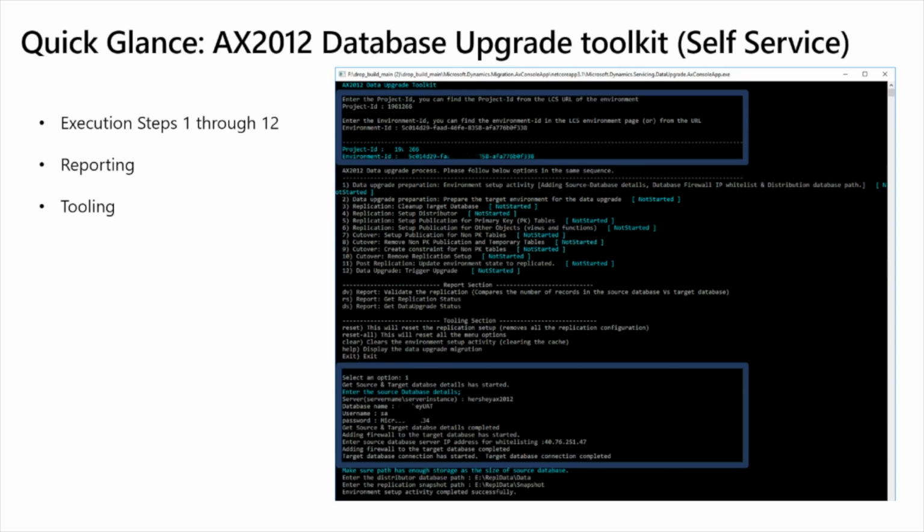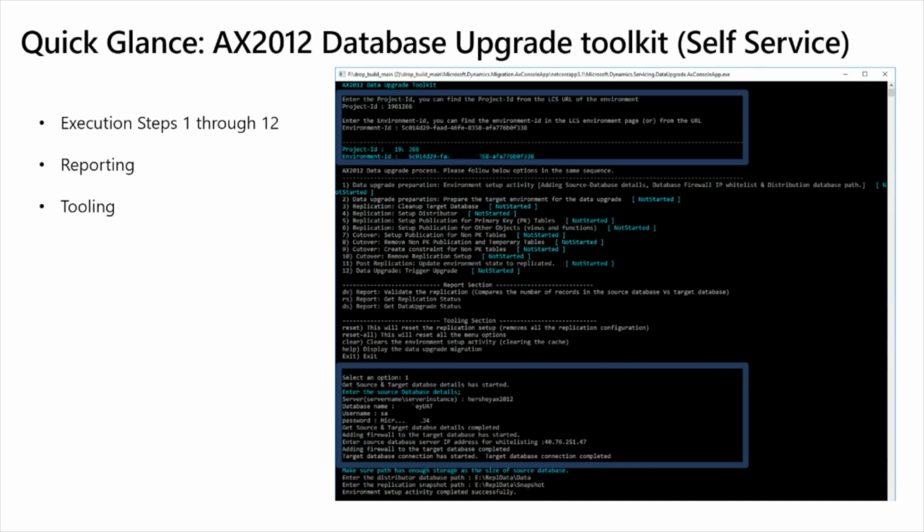There is a reporting section. Basically, you can validate whether your replication is successful by comparing the number of records in source and target. You can monitor the replication status, and you can monitor the data upgrade status directly from this toolkit. And there is a tooling section, which is basically, if you face any issue in replication configuration, you should be able to reset your environment and clear the environment from setup activity perspective. So there are various tooling capabilities also added.